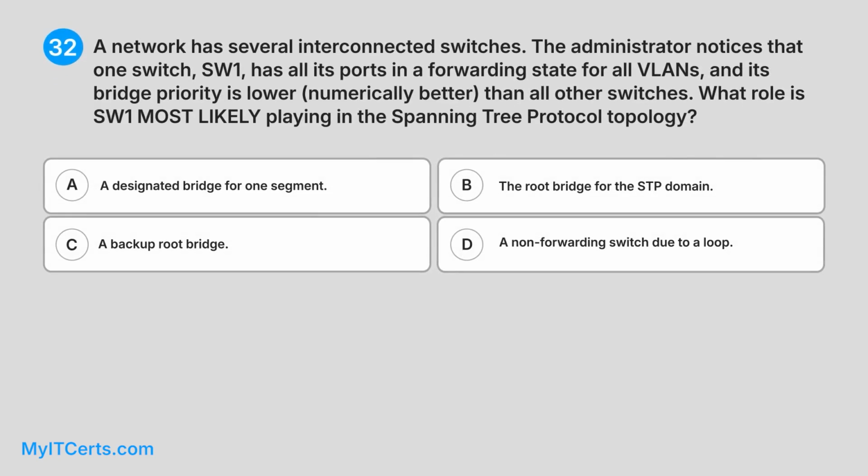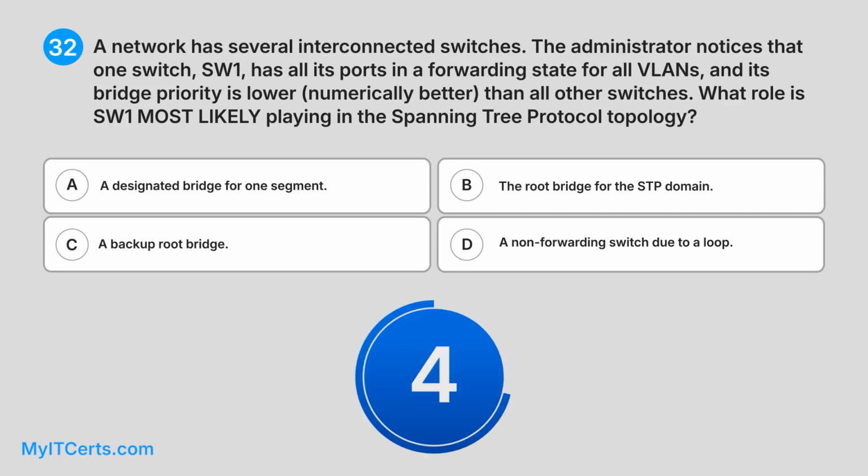32. A network has several interconnected switches. The administrator notices that one switch, SW1, has all its ports in a forwarding state for all VLANs, and its bridge priority is lower, numerically better, than all other switches. What role is SW1 most likely playing in the spanning tree protocol topology? A. A designated bridge for one segment. B. The root bridge for the STP domain. C. A backup root bridge. D. A non-forwarding switch due to a loop. What do you think is the answer?